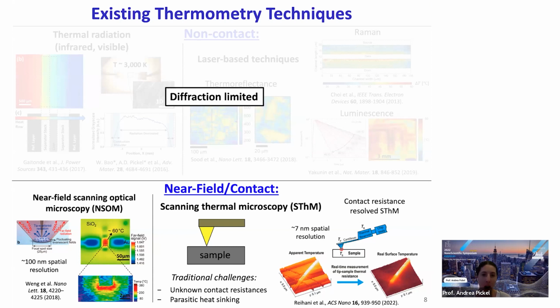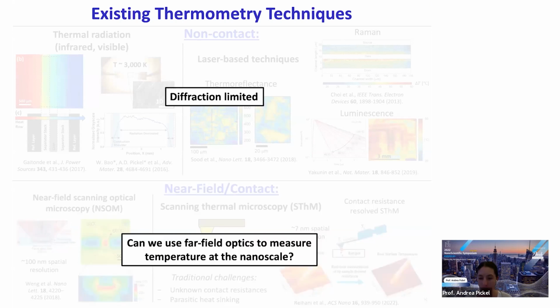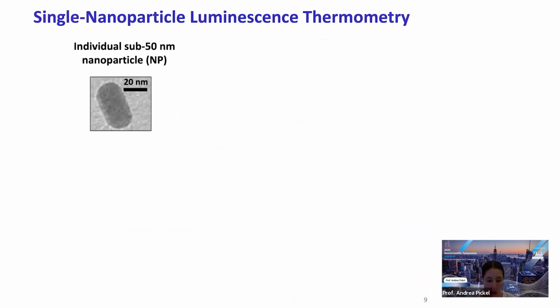And so this is a really nice approach to mapping temperature with very high resolution, but nonetheless, there are still many other situations where physically contacting the sample or operating in vacuum isn't possible. And so we want to develop approaches that offer solutions in those situations, which then leads us to ask the question, is there any way that we can somehow use far-field optics to beat the diffraction limit and measure temperature at the nanoscale?